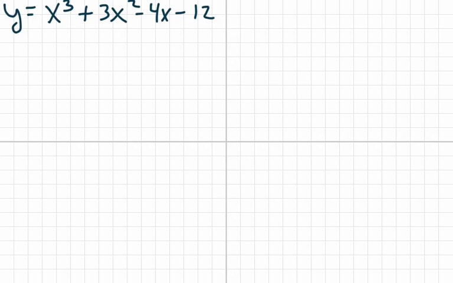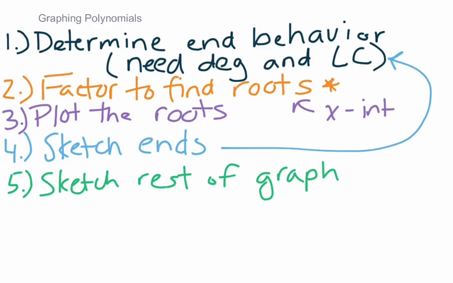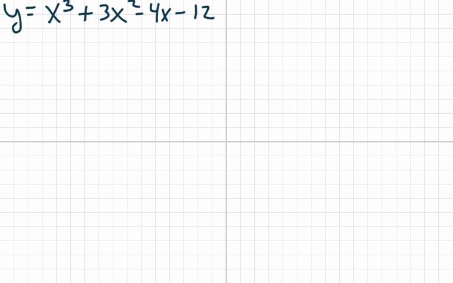Now, the way that you should be doing this is you should have the example problems, but you should also have those 5 steps written down. And you go back and you look at the 5 steps. The goal is that as you do more problems, you don't have to look back as much. So the first step says determine the end behavior. We need the degree and the leading coefficient. My degree for this polynomial is the highest exponent, which in this case is a 3. And the leading coefficient is a 1. Okay, so I'll put that in there.